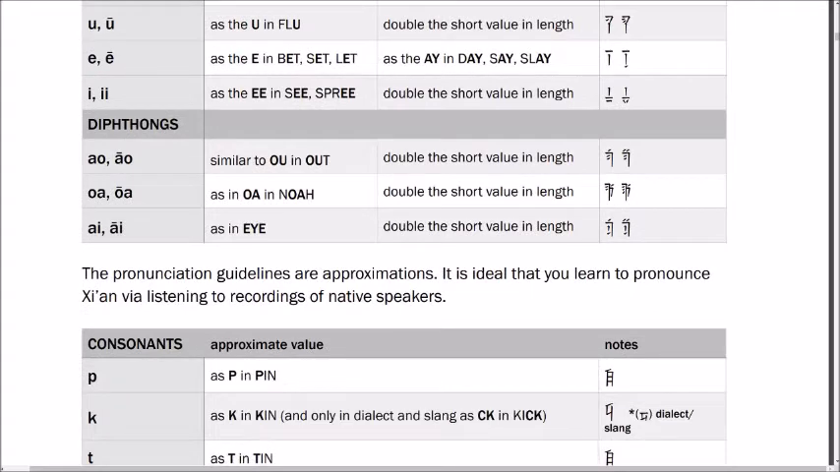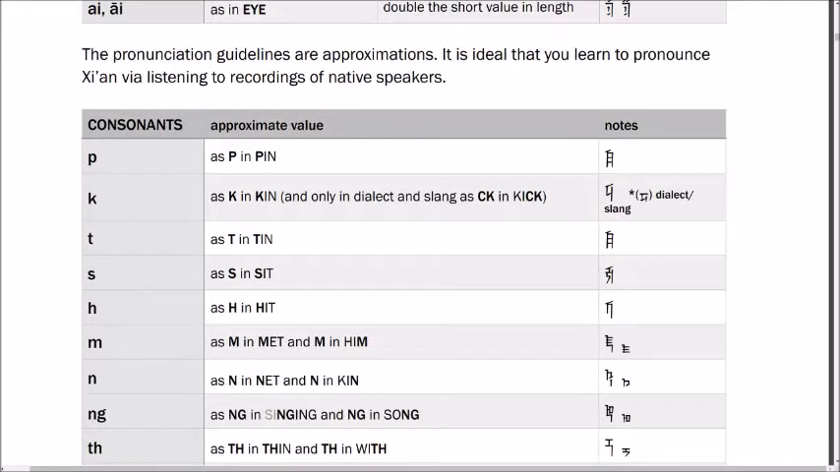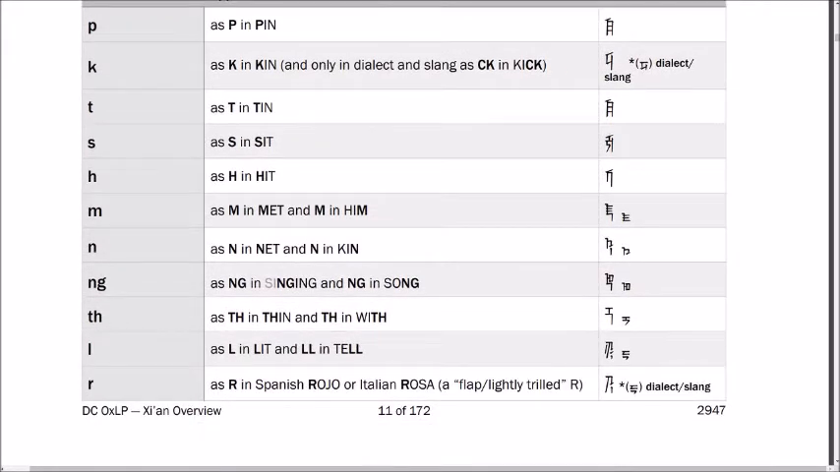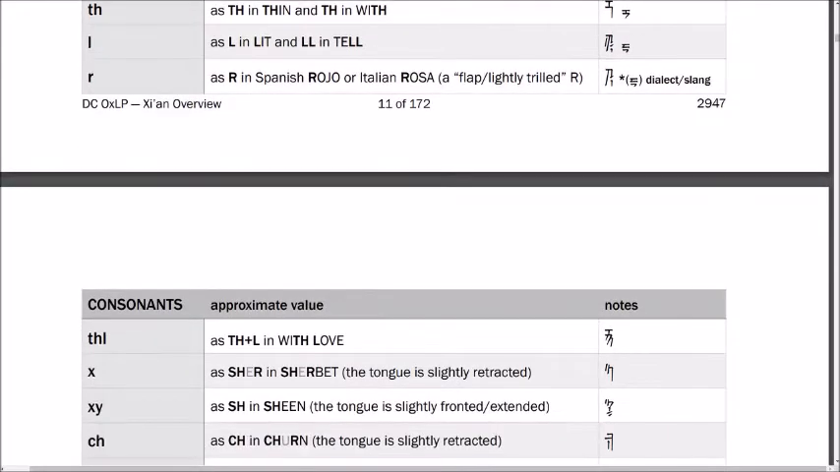I as in I, double the short value in length, long A. Consonants, approximate value, notes. P as P in pin. K as K in kin, and only in dialect and slang as CK in kick. T as T in tin. S as S in sit. SH as H in hit. HM as M in metonymy and him. N as N in net and N in kin. NG as ing in singing and ing in song. TH is th in thin and th in with. L is L in lit and LL in tell. R is R in Spanish rojo or Italian rosa, a flap, lightly trilled R. R asterisk is R in dialect and slang.